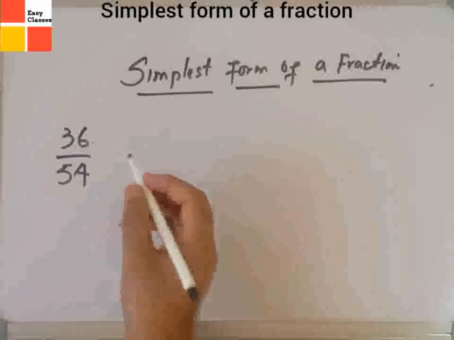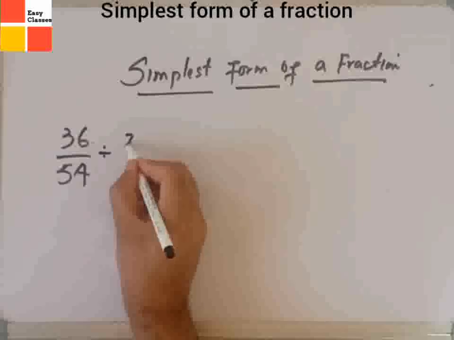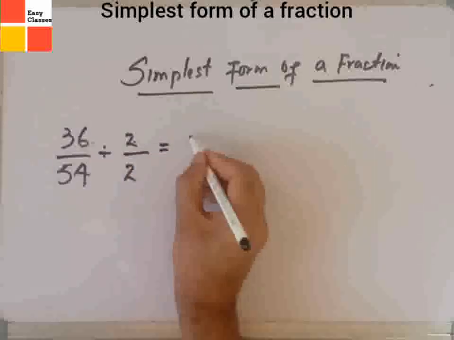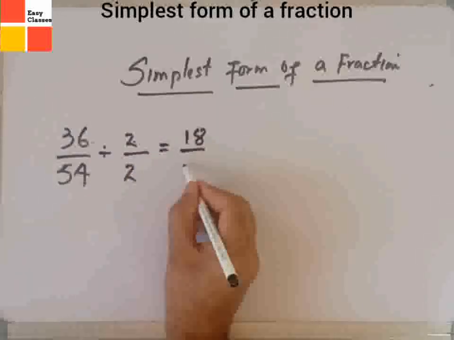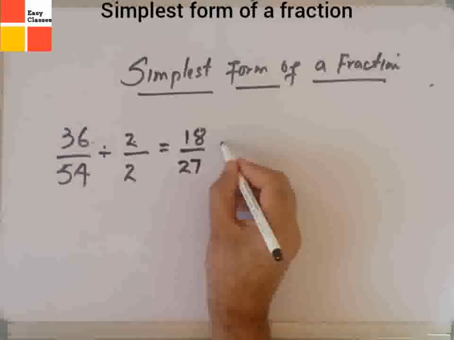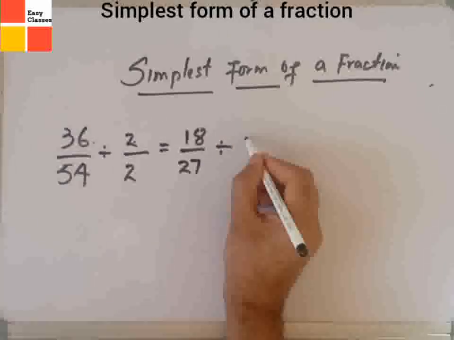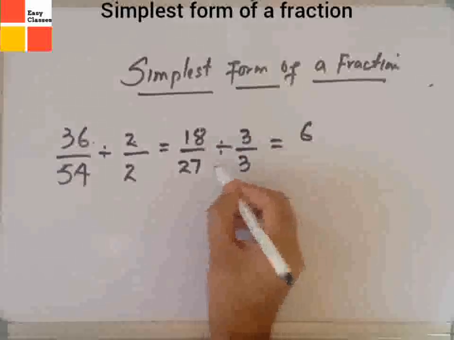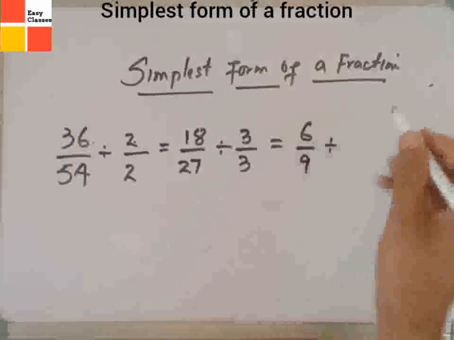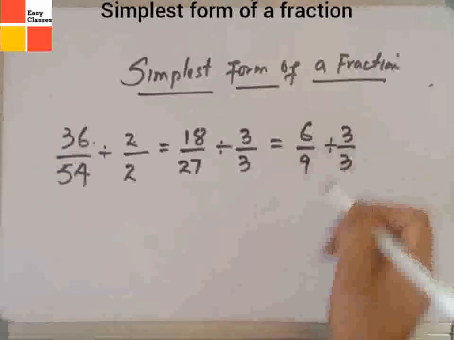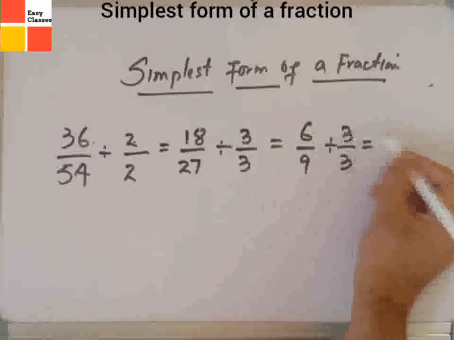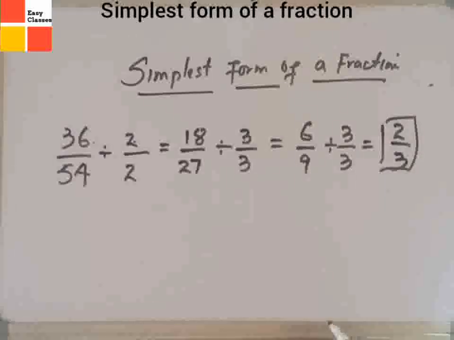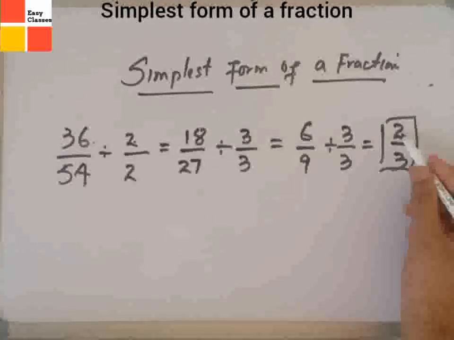For example, we can divide 36 by 54 by 2, both numerator and denominator, and we get 2 18s are 36, 2 27s are 54, so 18 by 27. We can further divide it by 3: 3 6s are 18, 3 9s are 27. We can further divide its numerator and its denominator with the help of 3: 3 2s are 6 and 3 3s are 9. Now this cannot be reduced further.